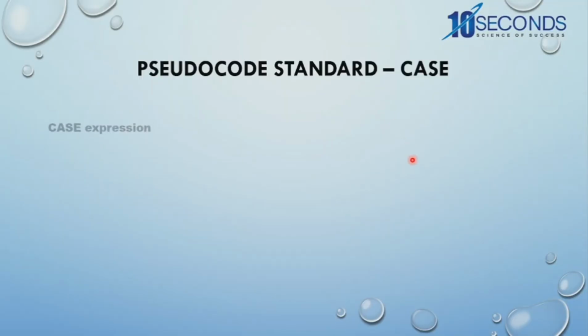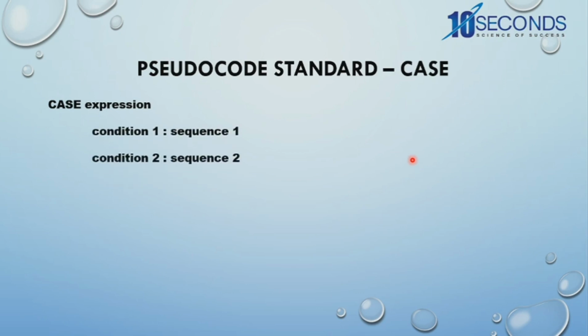So how to write the pseudocode for the switch expression, that is case expression? Condition 1, condition 2, no need to use break and all. Like this, n conditions can come, and then default sequence, and end case. Better if you give space between end and case. So this is very simple.